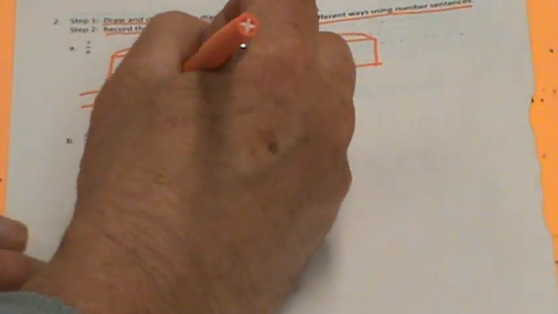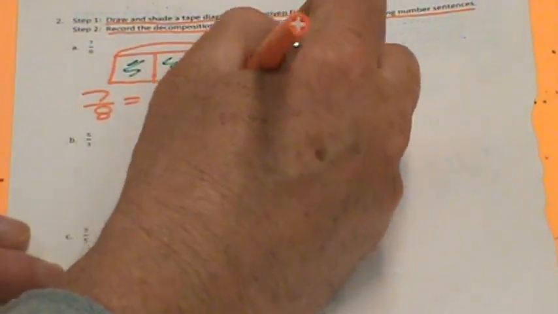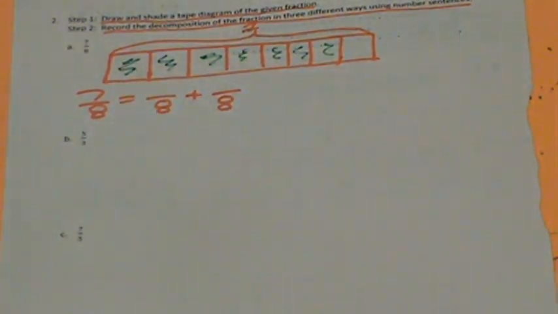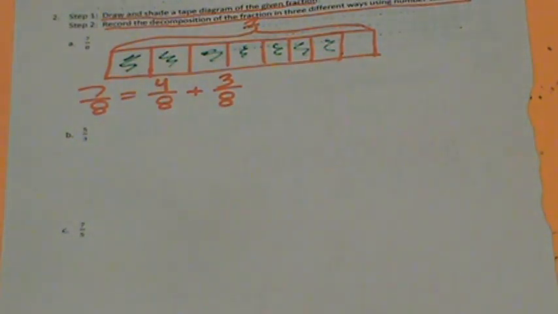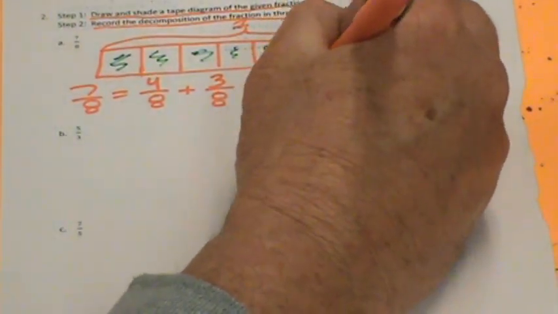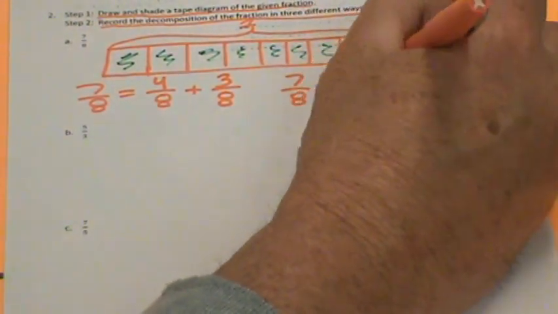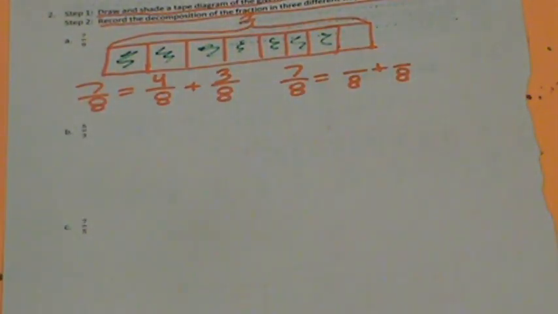So let's do 7/8. What 2 numbers equal 7? What could we use? We could use 4 plus what? 3, yeah. And let's do another one. 7/8 equals how many 8s plus how many 8s? Remember, we have to get to that number 7. Well, think about different combinations of 7.